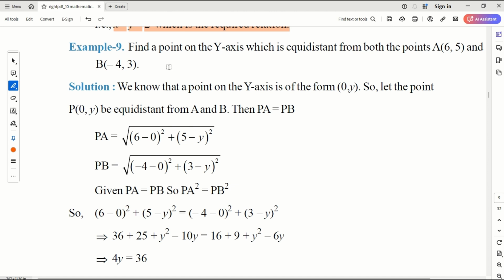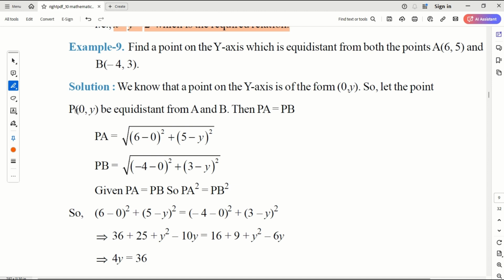Now, another type of question. Find a point on y-axis which is equidistant from both the points A (6, 5) and B (-4, 3). Okay. Now it is very clear that he is telling it's a point on y-axis, which is very easy. Y-axis point is always 0, y form, right? So let's say the point is (0, y).